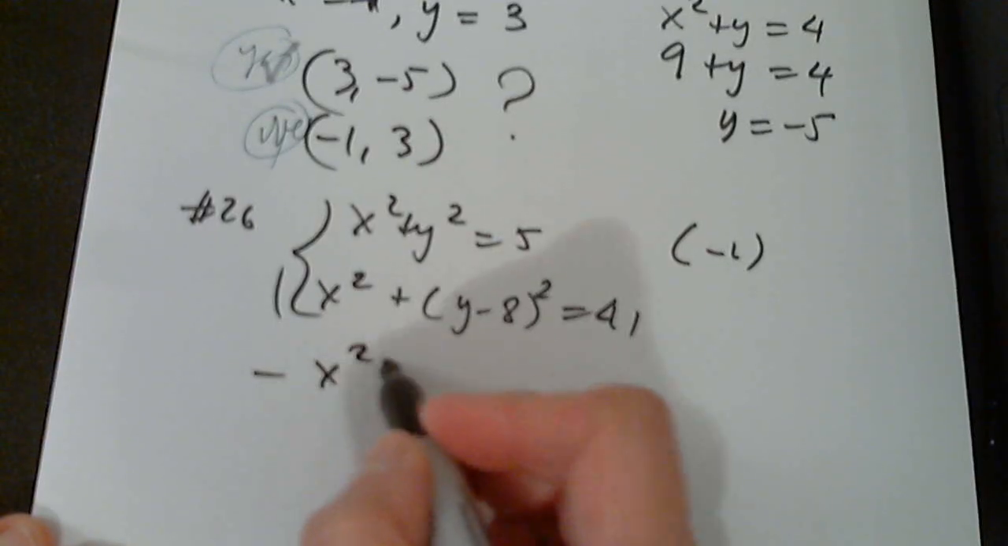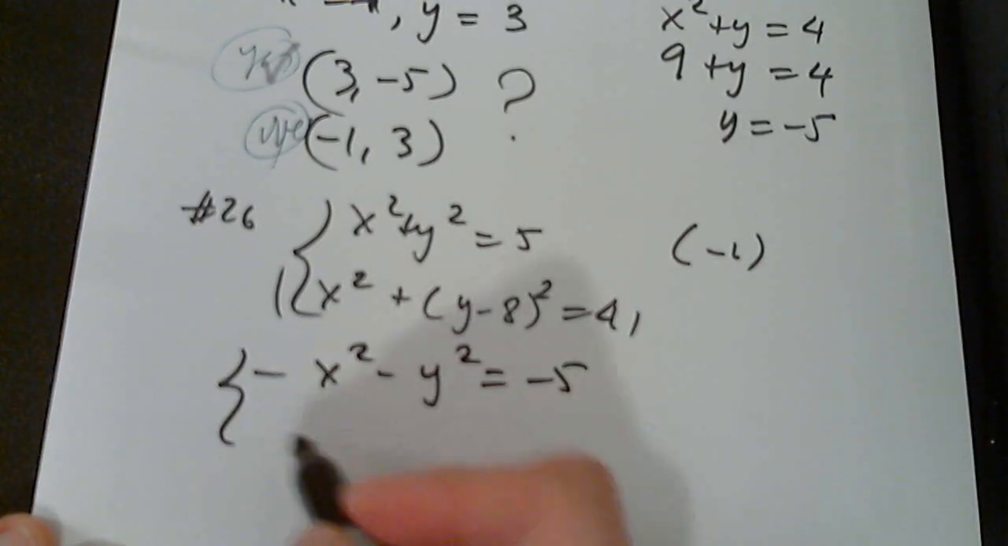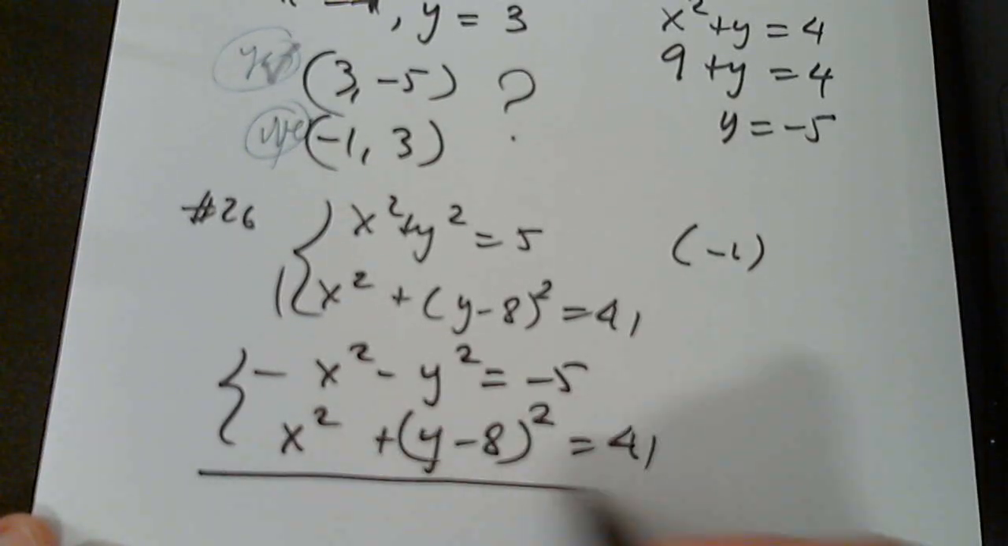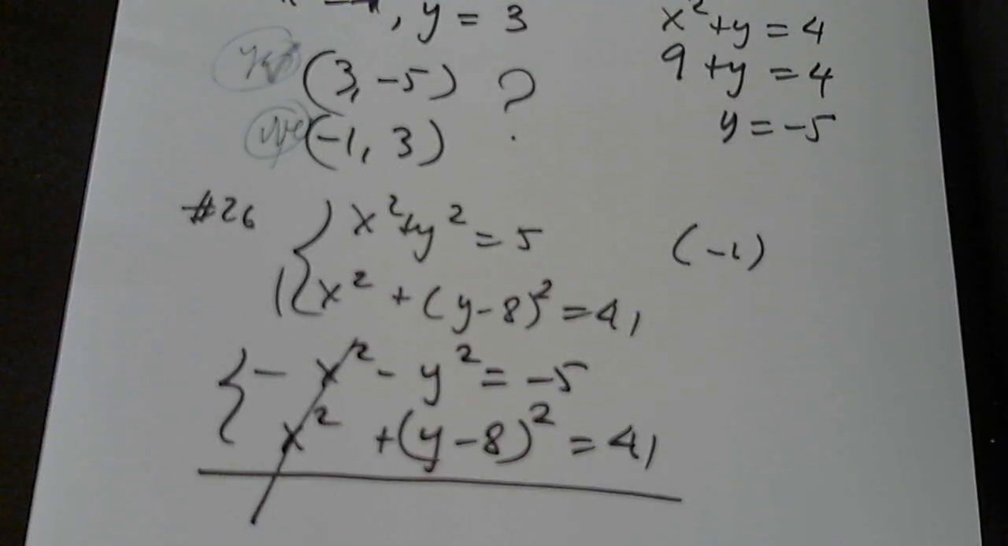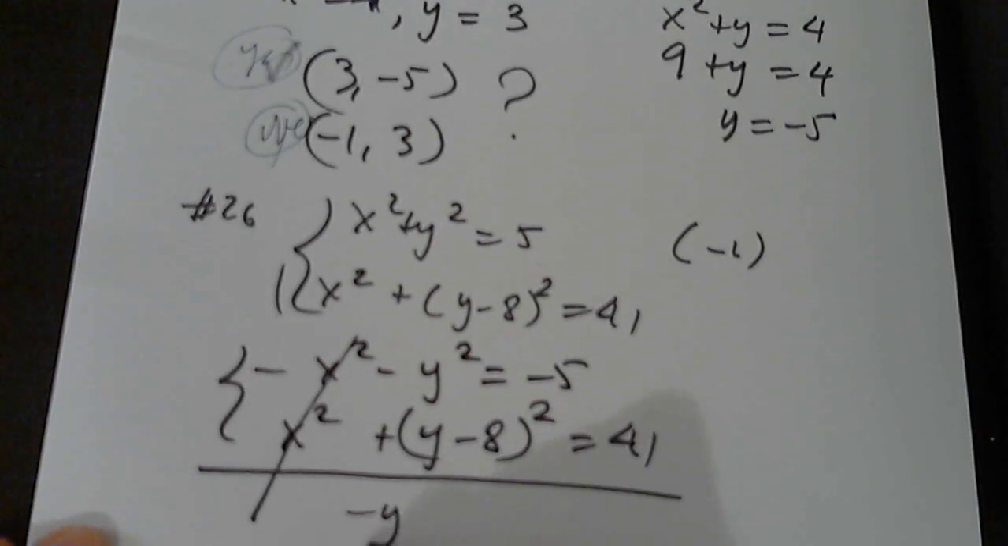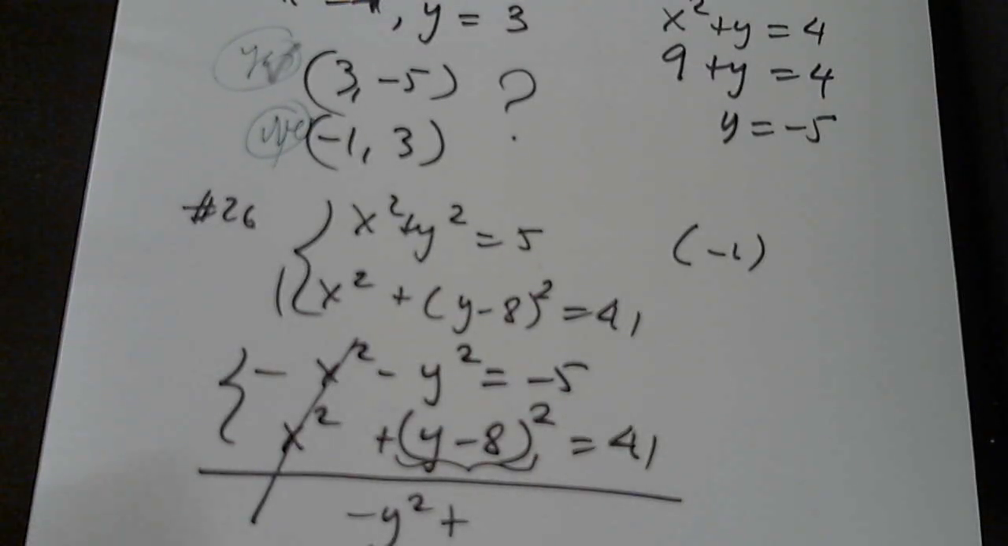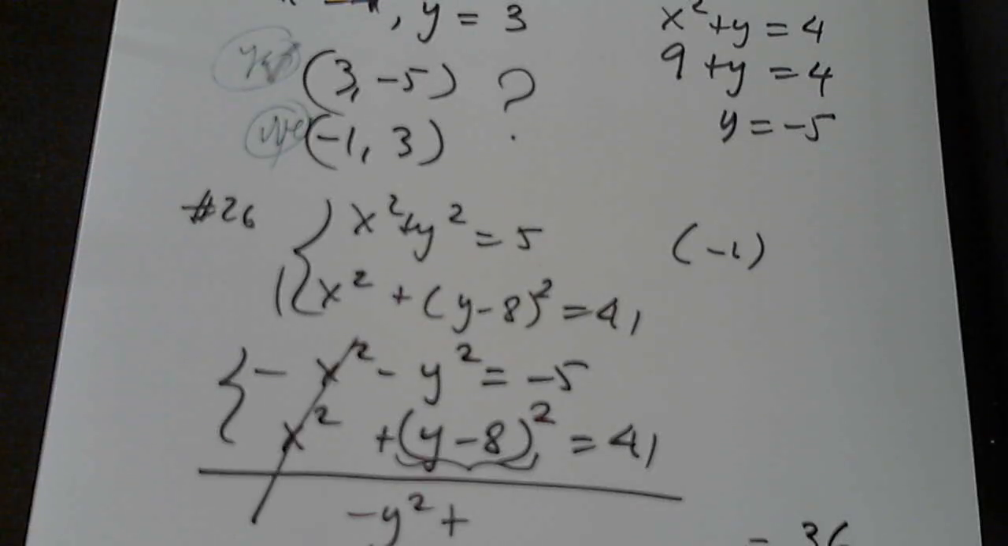Excellent. Negative x squared minus y squared equals -5, and then x squared plus quantity y minus 8 squared equals 41. Excellent. Yes. Get rid of it. Yes, we will have to square this no matter what. So I will copy the negative y squared plus, can anyone give us y minus 8 squared? And then on the other side, I will have 41 minus 5, which is 36. But I have to square this and put it here. What do I get?